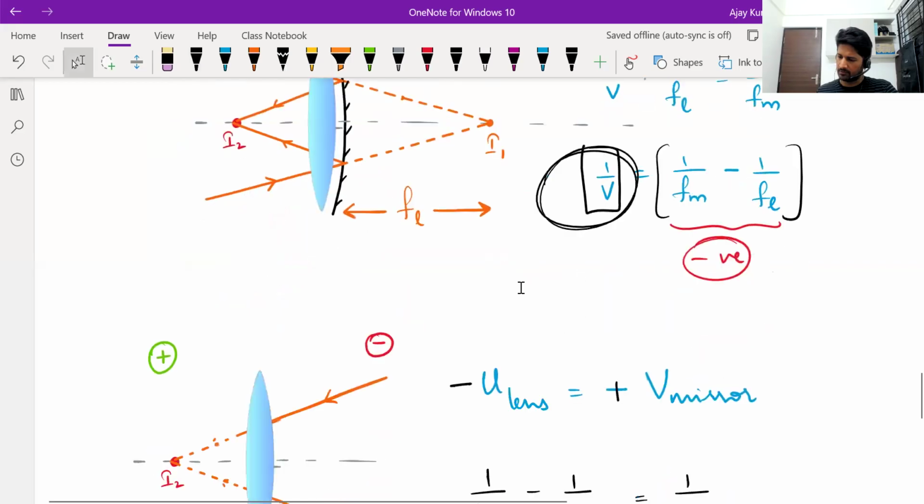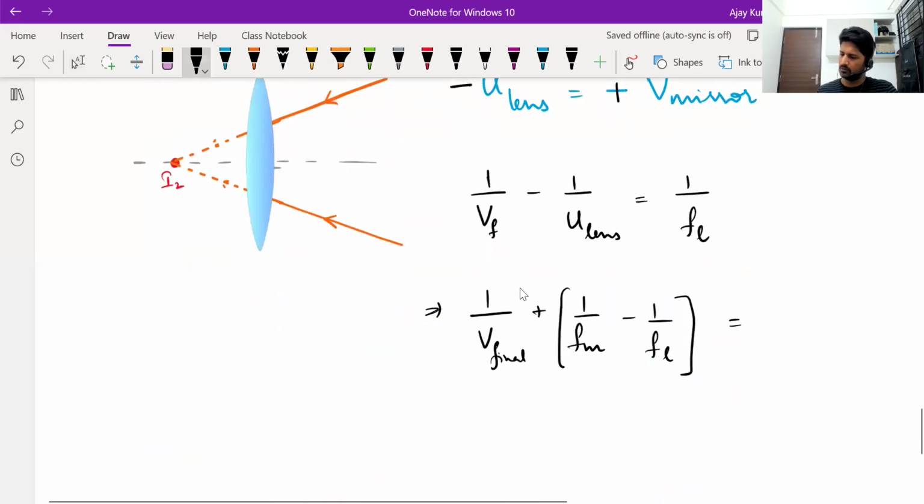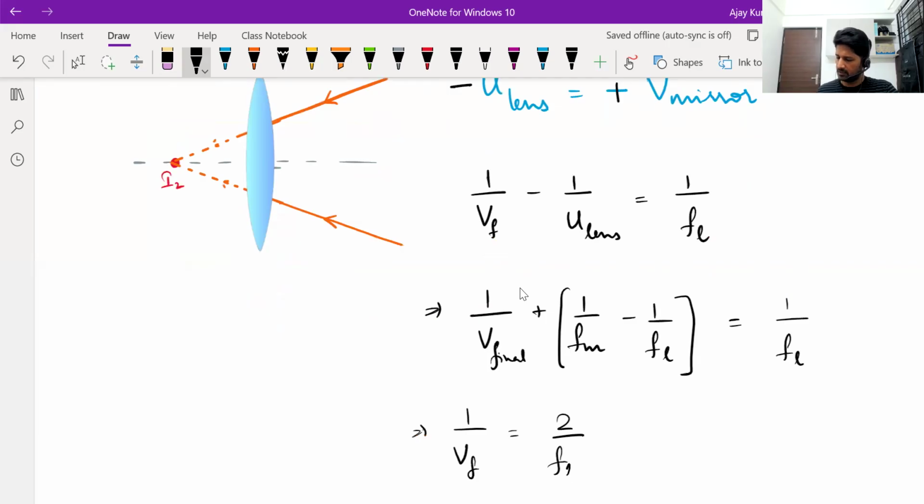Okay, 1 by Fm minus 1 by Fl is equal to 1 by Fl. Now send this that side. You get 1 by V final is equal to 2 by Fl minus 1 by Fm.